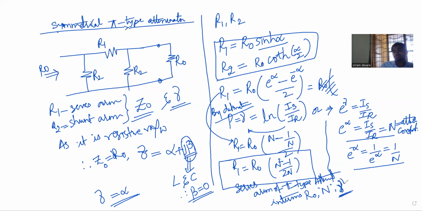We should know that the propagation constant of an attenuator is only alpha. Why? Because it is a resistive network. There are no phase-responsible components like inductors and capacitors. So definitely beta is equal to 0, and the propagation constant is only the attenuation constant.